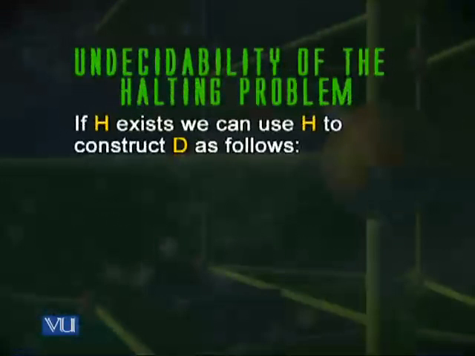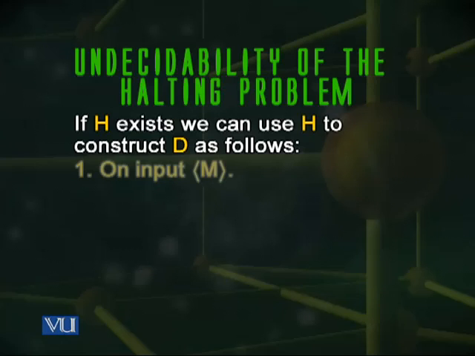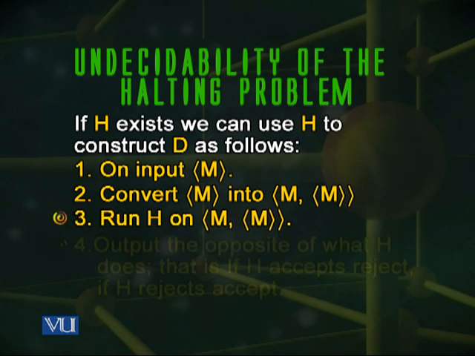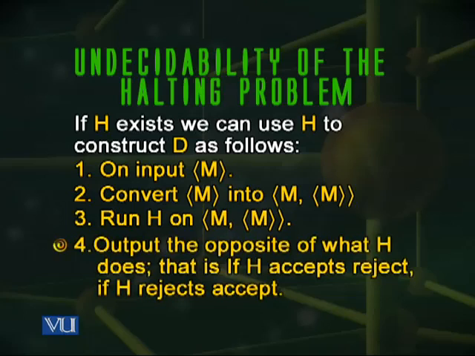What we did was we started with this Turing machine H, and using H constructed a new Turing machine called D. Let's have a look at D. We use H to construct D. D converts its input M into the pair M followed by the description of M and calls H. It returns the answer that is the opposite of the one that is given by H.